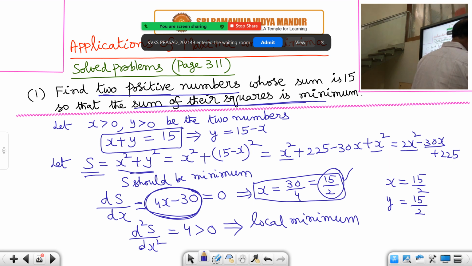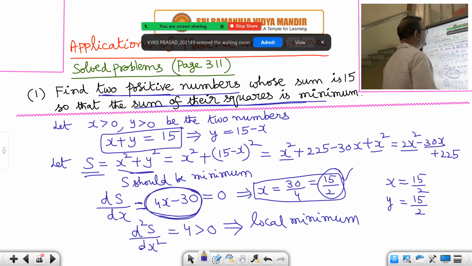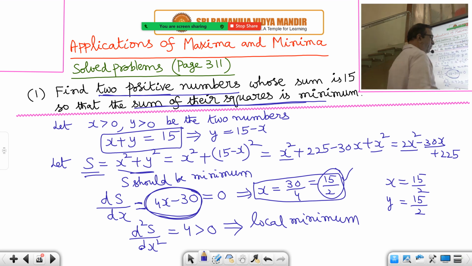So that means we have to equally divide the number, whatever it is. Suppose the sum of the numbers is given as 20. Then you have to take x is equal to 10, y is equal to 10. Equal division. Then only the sum of the squares will be minimum. Whatever the sum is, suppose 100, 50, 50. Sum is 30, we have to take 15, 15. Then only the sum of the squares will be minimum.